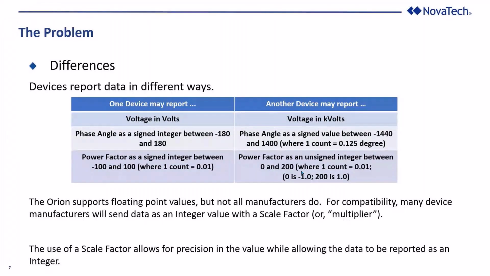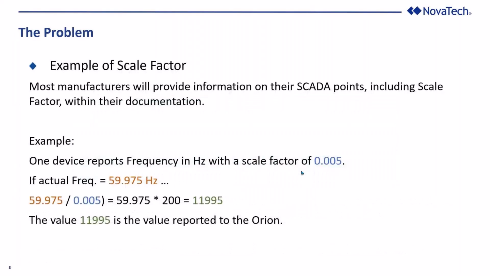Anyway, the use of a scale factor, as you kind of see when I was talking about the example of the phase angle, allows a more precise measurement in the value, while the data is also able to be reported as an integer. So to give you an example of scale factor, here's a fairly simple example. Most manufacturers provide the information in their documentation, as I said, which includes a scale factor, or really what to multiply that integer value by. I had mentioned that on the previous slide.